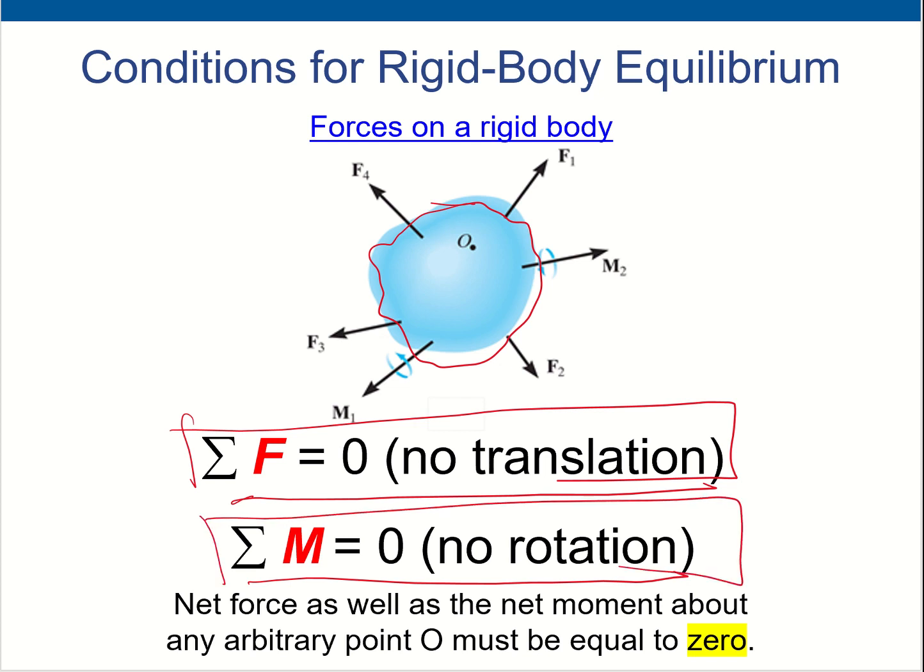Why? Because 0 for the forces means that there is no translation. If you add all the forces and they are equal to 0, then there is no translation. How about the rotation? If all the moments are equal to 0, then we can say this object is stable. There is no translation and there is no rotation. It is applicable to any arbitrary point O on the body.